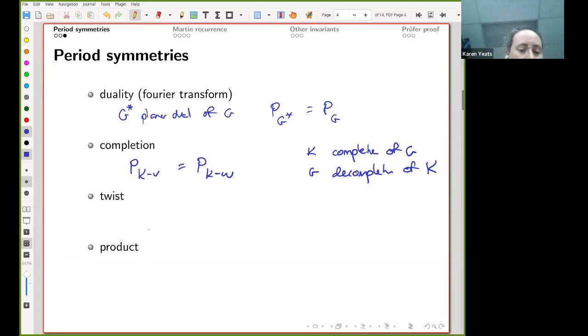Okay, there's some more. There's an operation known as twist. So this is in the completed world.